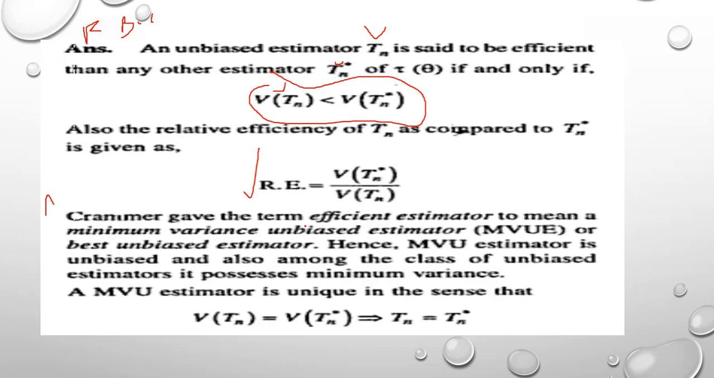Cramer gives the term efficient estimator to mean a minimum variance bound estimator. I discussed this term already. An unbiased estimator or best unbiased estimator, however, is unbiased and also, among the class of unbiased estimators, possesses minimum variance. This is the general result. Now we can see some examples, and after that we will go into the minimum variance bound also.